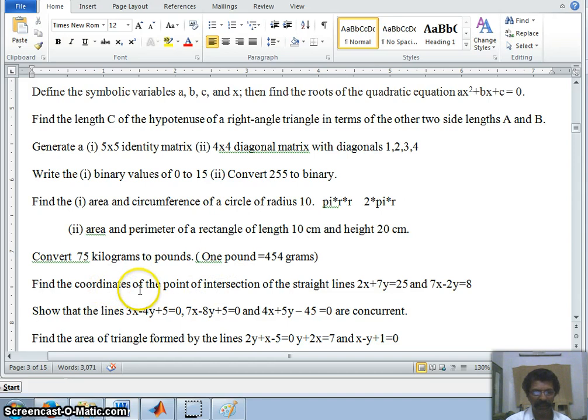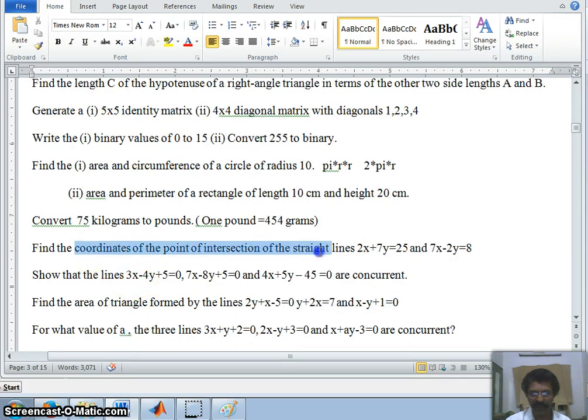Right, find the coordinates of the point of intersection of the line 2x plus 7y equals 25 and this other one. This is normally a straight line, because the equation of a straight line is ax plus by equals c, or y equals mx plus c. Therefore this is one line, this is another line. Let us plot this.